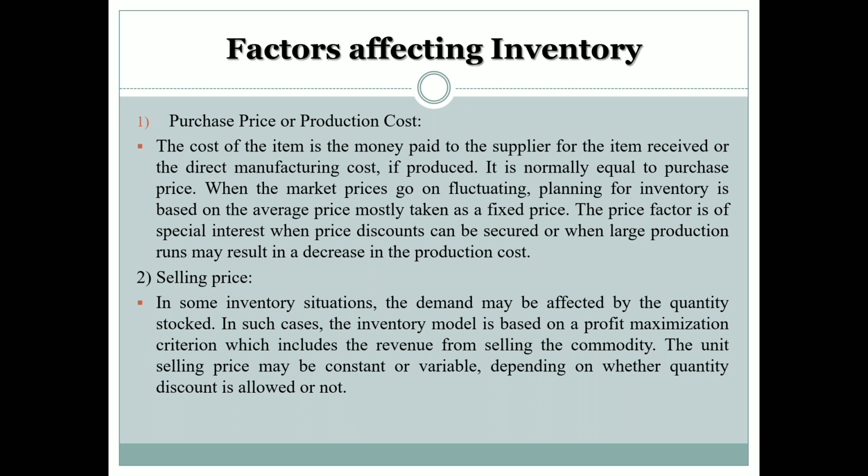The second one is selling price. In some inventory situations, the demand may be affected by the quantity stocked. In such cases, the inventory model is based on a profit maximization criterion, which includes the revenue from selling the commodity. The unit selling price may be constant or variable depending upon whether quantity discount is allowed or not.